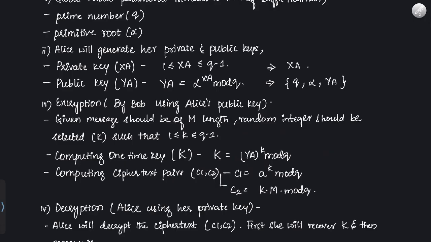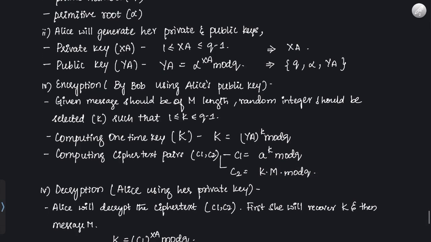After generating the one time key, I'll calculate the ciphertext pair. Okay. First, C1 is equal to alpha to the power k mod q. Small k is the random integer, and capital K is the one time key. Then we have C2, which is equal to capital K times M mod q. M is the given plaintext message.